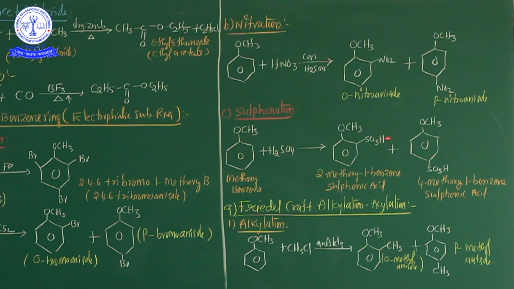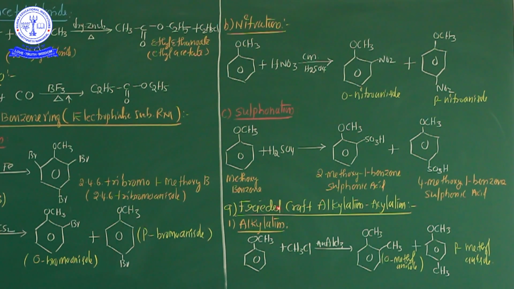Because sulfonic acid is a senior group, that's why the first priority goes to it. This one, 4-methoxy-1-benzenesulfonic acid, another name is para-anisole sulfonic acid. This is the sulfonation. Listen, my dear students, reactions involving the benzene ring are nothing but electrophilic substitution reactions. Bromination, nitration, sulfonation are very important.